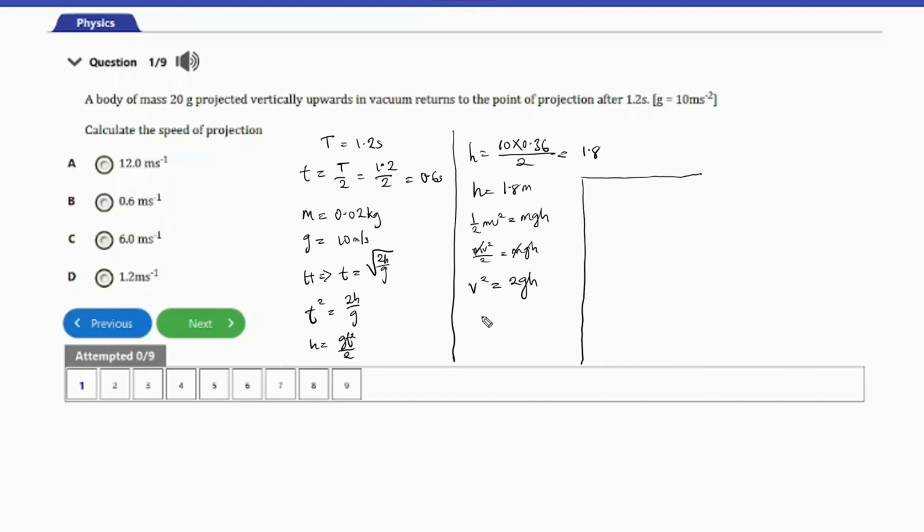If v squared is 2gh, what's g and what's h? So v squared is going to be 2 times the g, which is 10, times the h, which is 1.8. So v squared is 20 times 1.8, that's 36. So v alone now becomes root of 36, and that's 6, guys. That's option C here, 6.0 meters per second. And that's it for this question. Let's go ahead and consider the next question, guys.